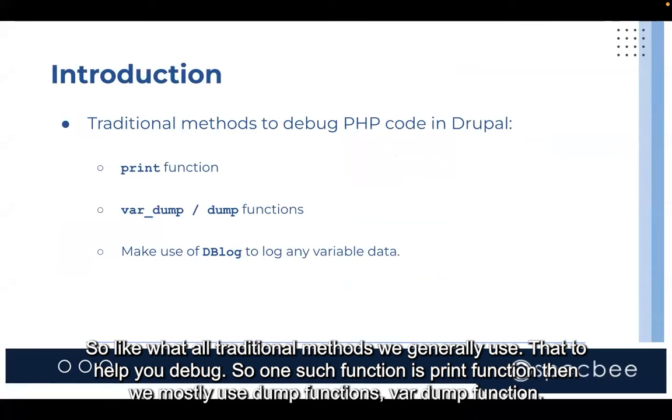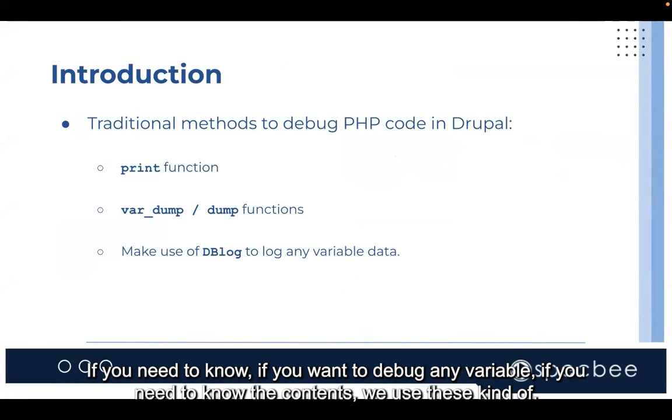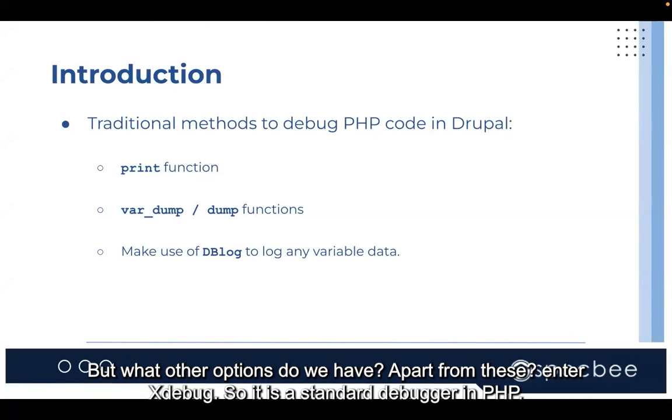So what traditional methods do we generally use to help us debug? One such function is the print function. Then we mostly use dump functions, the var_dump function, and sometimes we also make use of logger functions that are shipped with the dblog module. If you want to debug any variable, if you need to know the contents, we use these kinds of functions. They are helpful, yes, but they are not enough. They can sometimes slow down your development time. But what other options do we have apart from these?